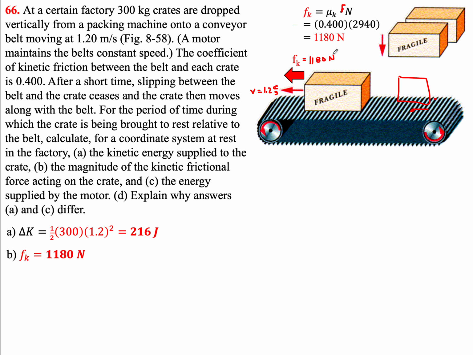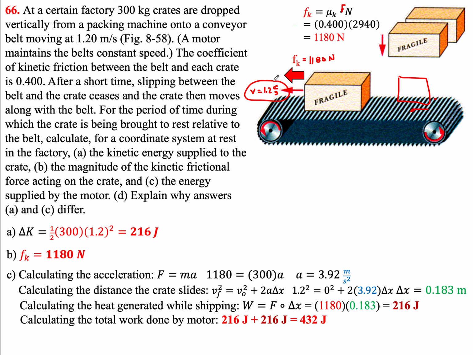Why? It's actually going to slide along the belt for a little ways until it finally gets up to this final velocity. How far is it going to do that? Well, we can actually solve this. We can take the force of friction, that's our force acting on it, and the mass of the crate is 300. We'll discover that the crate's going to gain speed at 3.92 meters per second squared. That's its acceleration.